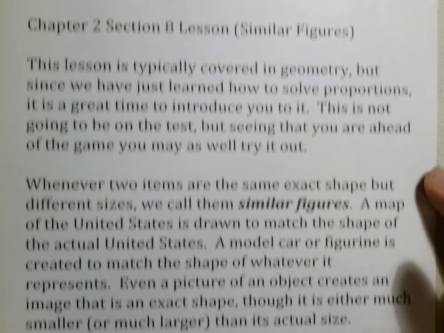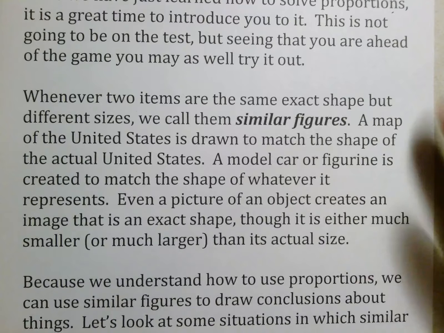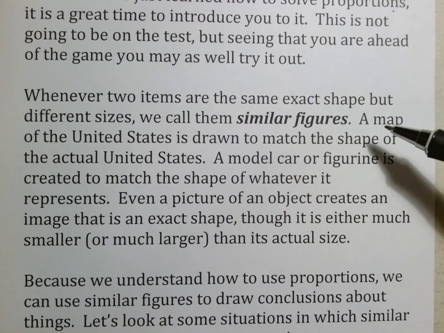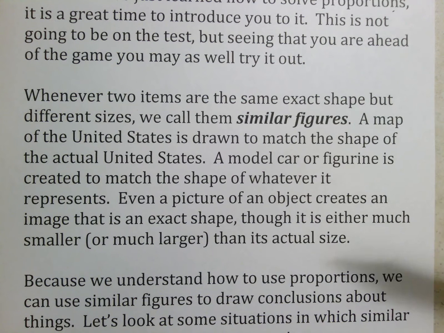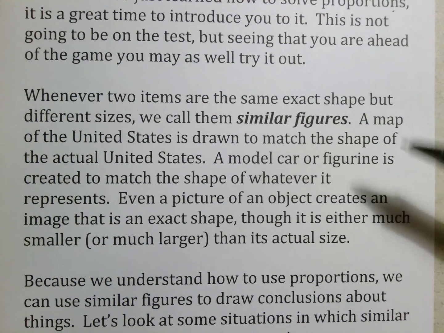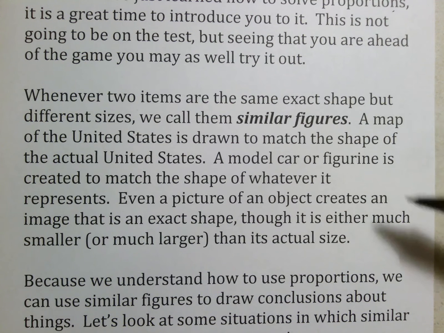Whenever two items are the same exact shape but different sizes, we call them similar figures. If you're looking at a map of the United States, the image of it on the map is supposed to match the shape of the United States. Those are two similar figures. Whenever you're talking about a model car or a figurine of, let's say, the Eiffel Tower, it is created to match the shape, so those are similar figures. Even a picture, if you take a picture of something, the image of that picture is a similar figure of whatever it is, and it's usually much smaller, but sometimes much larger.